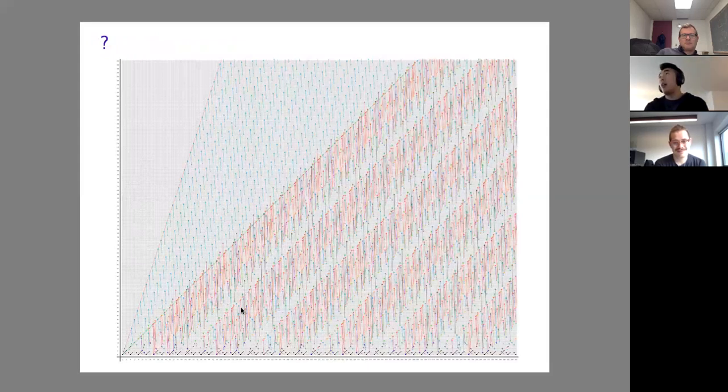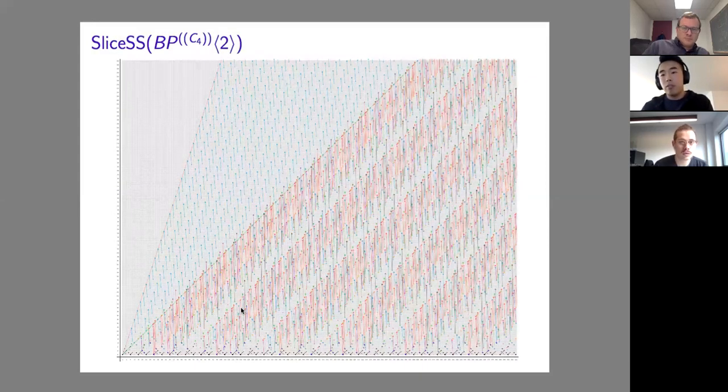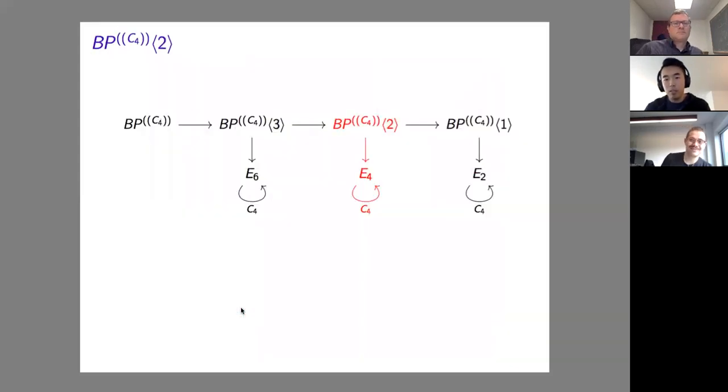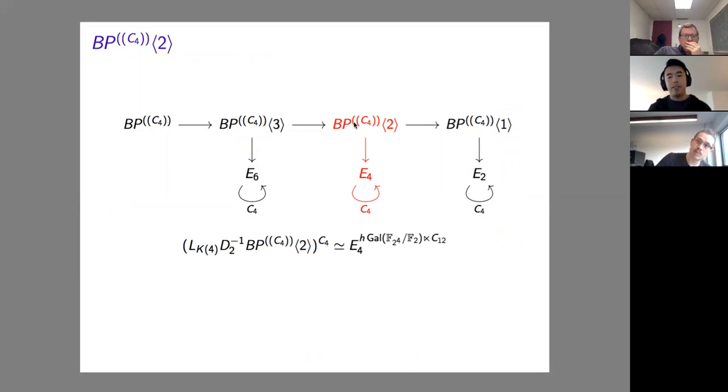Okay, so with a couple minutes I have left, let's go back to the picture which I showed at the beginning. What is this picture? This is the slice spectral sequence for BPC42. So this is the next stage of the tower for BPC4. It has a map to E4 with the C4 action. And the precise relationship is that if I take BPC42, invert an element and K4 localize, then the C4 fixed point is equal to the E4 HC12.